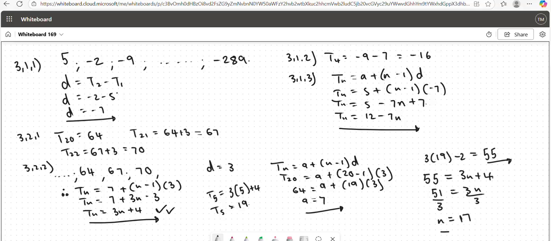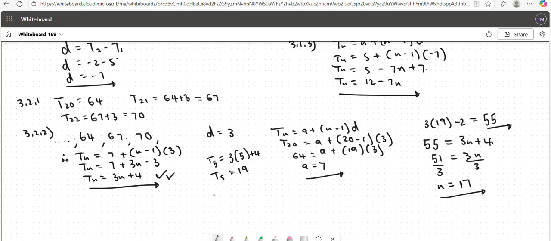$17. So actually, the question was asking what term is 3 term 5 minus 2 equal to, and that is term number 17.